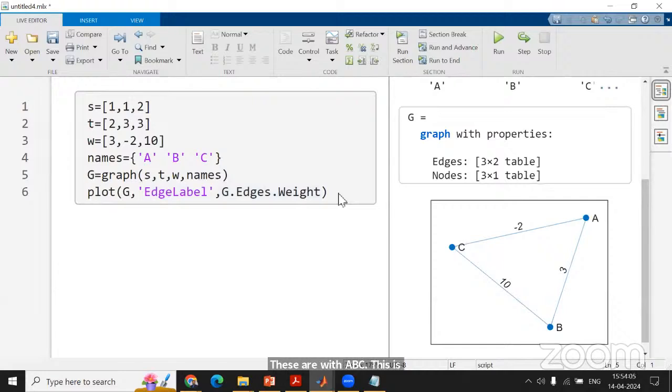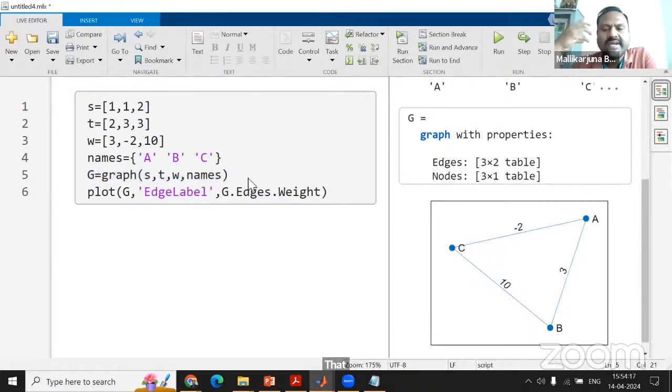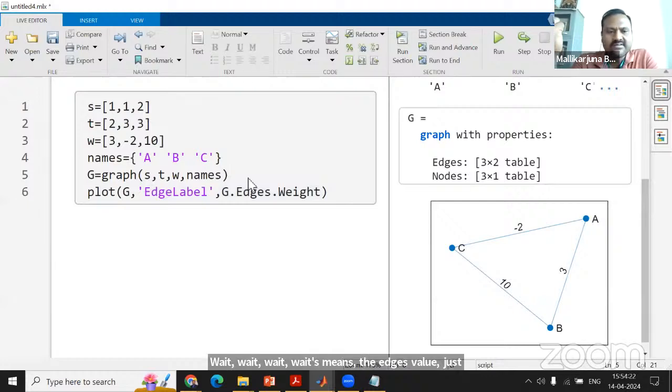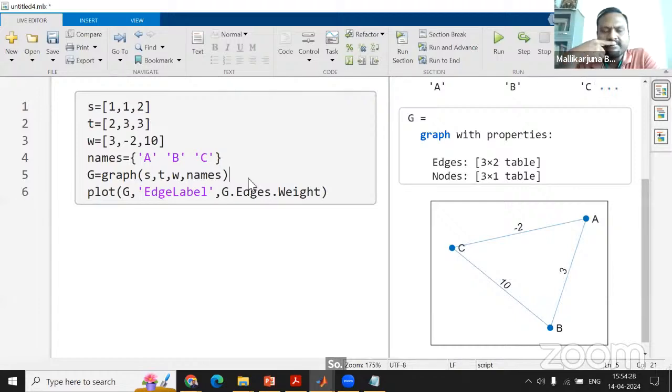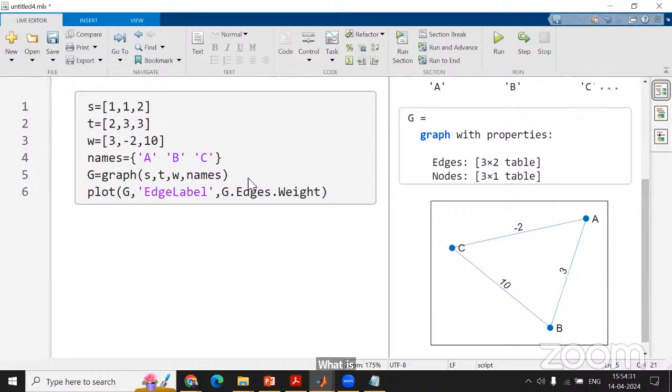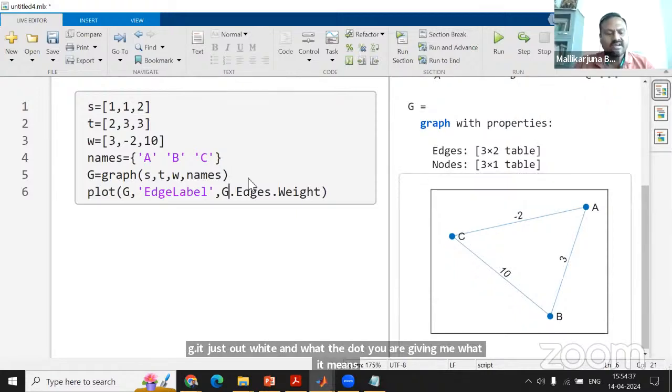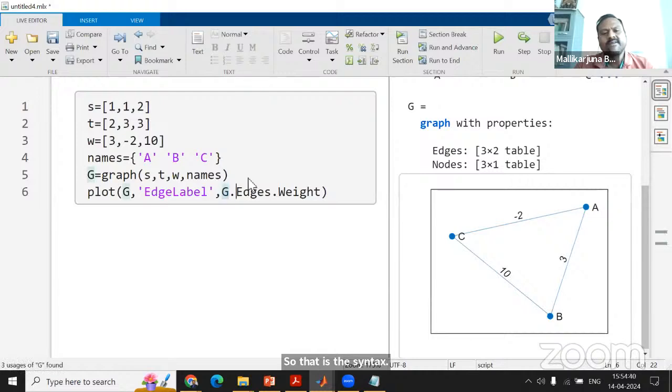Excuse me, sir. Please explain weight. Weights means the edge values, the edge information. Once again, please, what is G dot edges dot weights that you are keeping over there? That is the syntax. In graph G, edges, weights, this is the syntax.